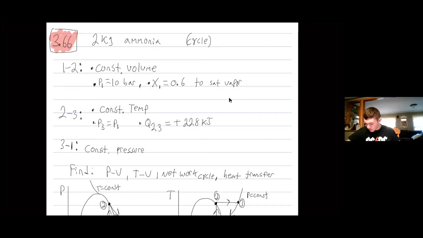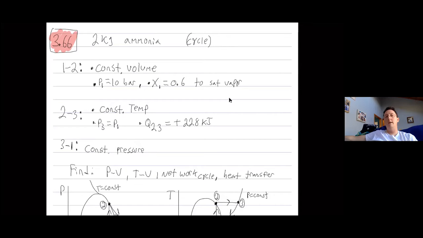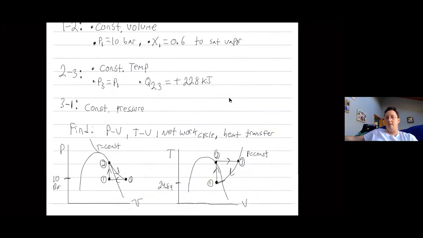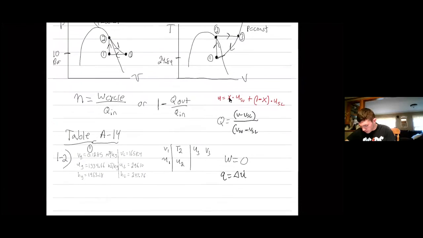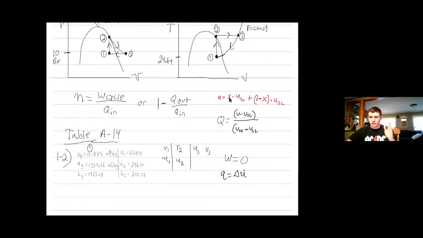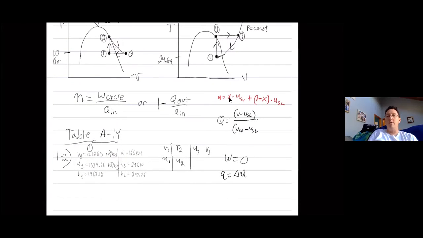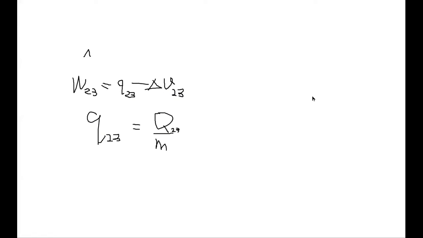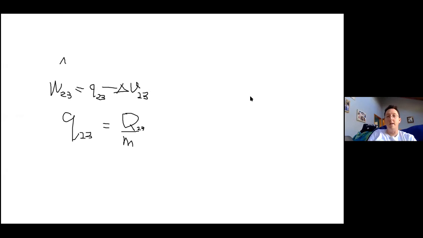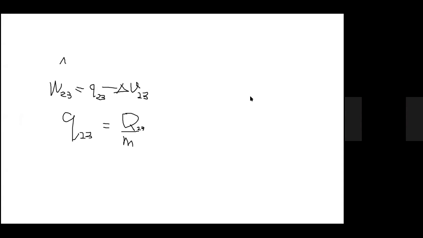Wait, how do I know specific volume again? Well, you should have used quality at state 1 to find the specific volume. Okay, I see what you're saying, because it's going straight up. That's right. All right, so you work on that. I'm getting a request for help, so I'm going to go there. Okay, wants us to do the whole thing? Yeah, everything.